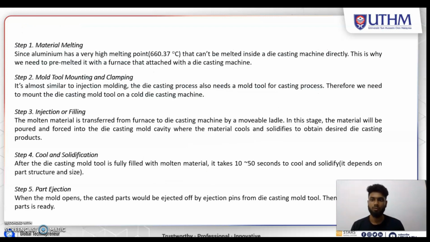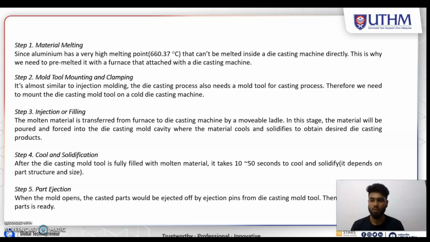So the first step for die casting is metal melting. Since aluminum has a high melting point, which is 660.2037 Celsius, it can be melted inside the die casting machine directly. So the next step is mold tool mounting and clamping. It's almost similar to injection molding. The die casting process also needs a mold tool for the casting process.